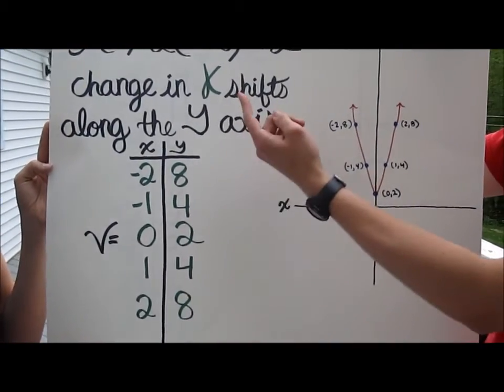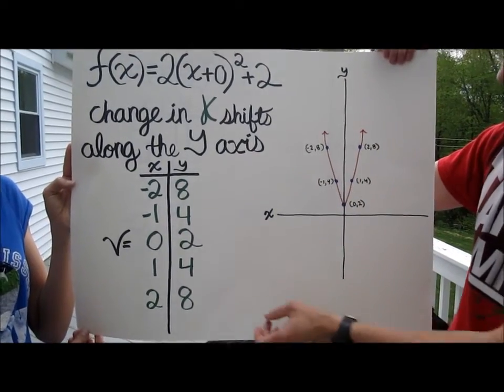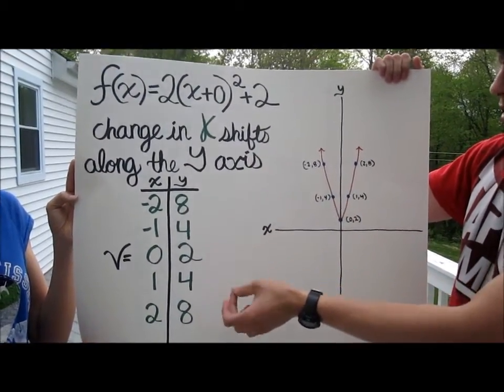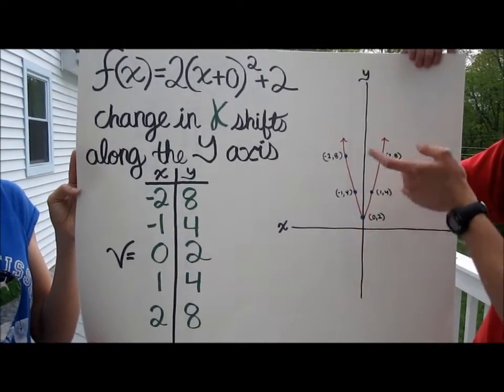Since a is also 2, I should mention the graph is going to be a little bit narrower than the normal parent function. So that's why it increases slightly more, but the point of this one is really that the graph is shifted up 2 points because k has changed now.